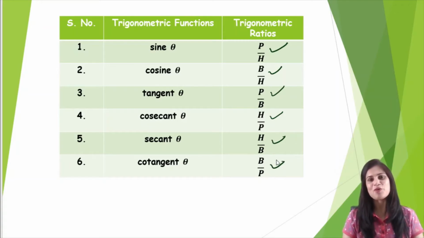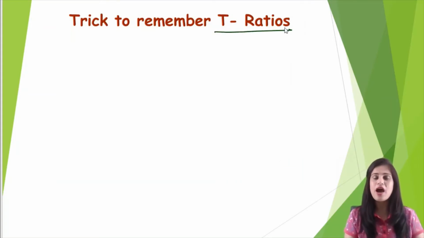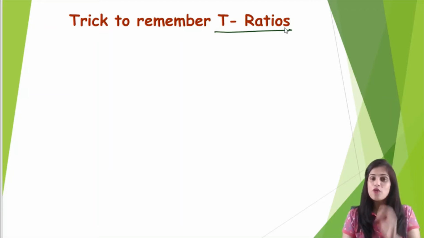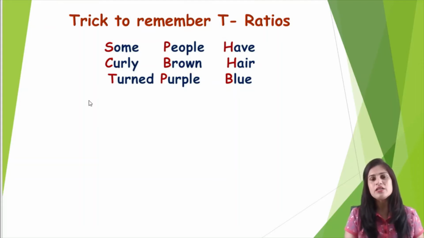I know you all are getting scared of all these relations. Don't worry, I'm the maths expert in front of you. I'm going to give you a trick, and the trick is to remember T ratios and trigonometric ratios. What we need to do? We need to just remember a mnemonic, and the mnemonic has just 3 lines. The lines are very simple: Some people have curly brown hair, turned purple blue.